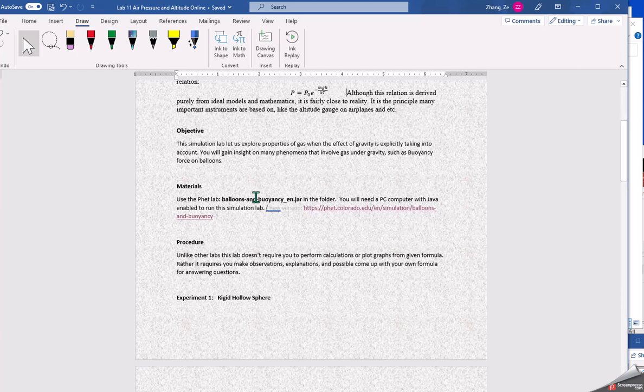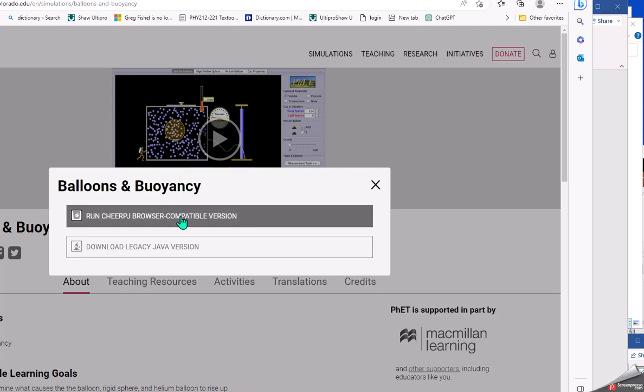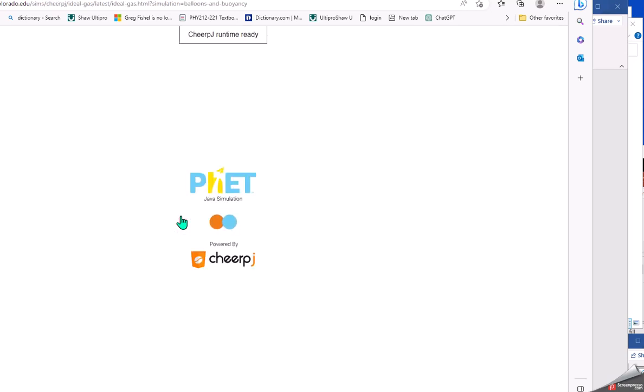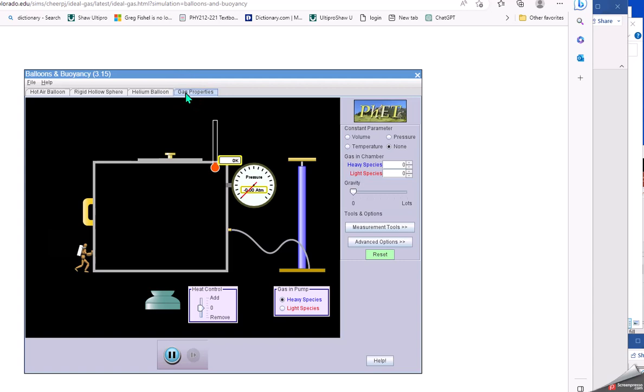We use this software. There is one already included in the folder. If you have a PC and a Java installed on your computer, you double click it and it will automatically work. Or you can start from this link. I'm starting it now. If you don't want to use the included version, you can use the online one. You don't have to download anything, just click this one. Here you go. You have several choices. We already did one of these.